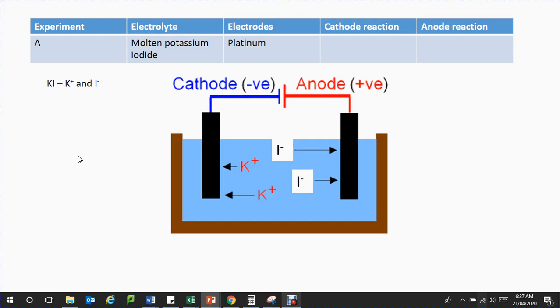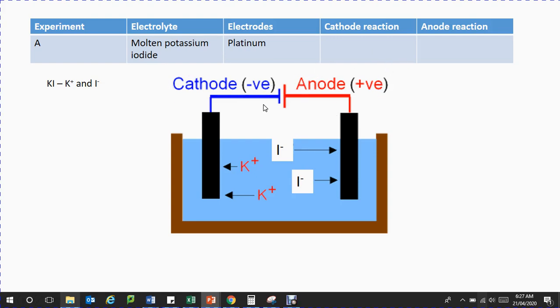If I think of my potassium cations, they're going to be attracted to my negative cathode, because they're positive and my cathode is negative. Likewise, my anion is going to be attracted to my anode. Once I've worked that out, I can write down the equations at the cathode and what's going to occur at the anode.